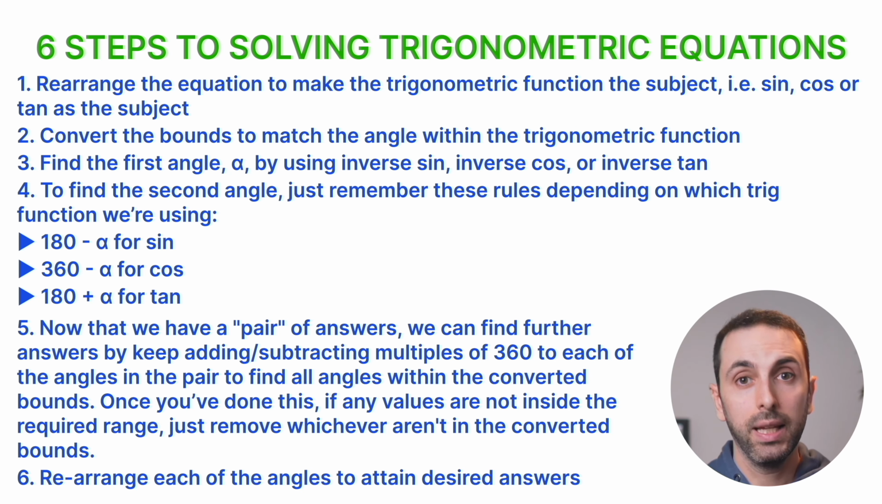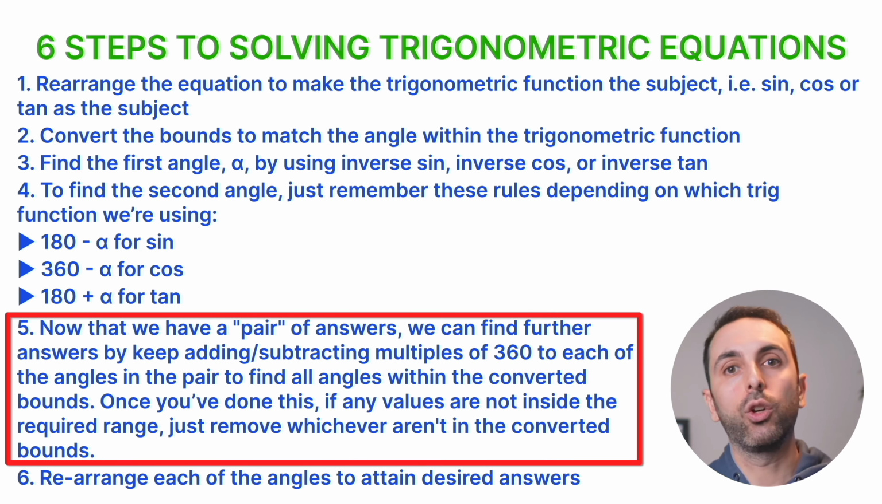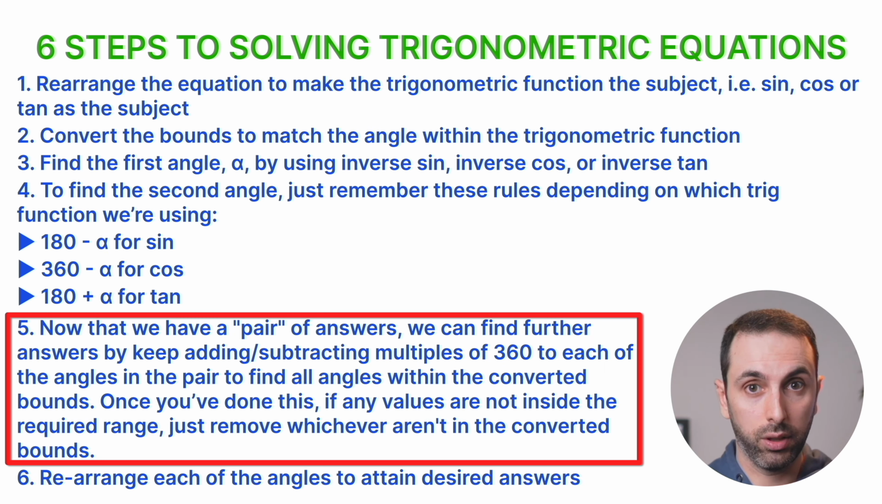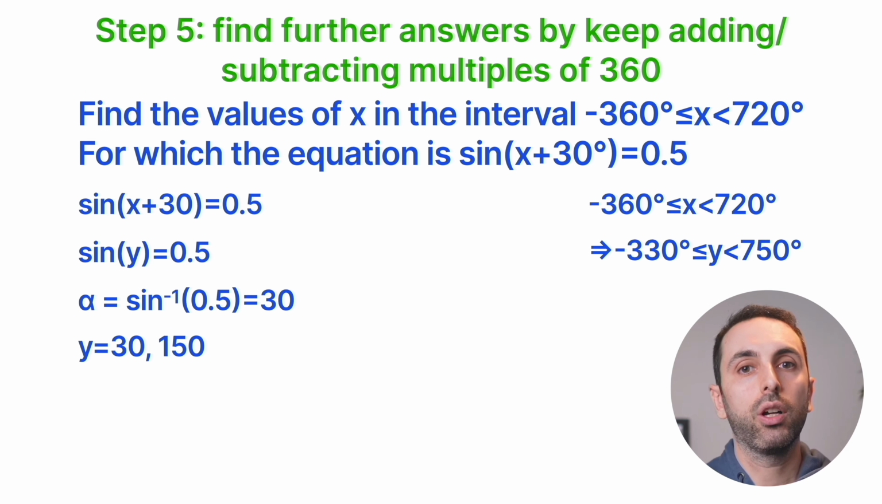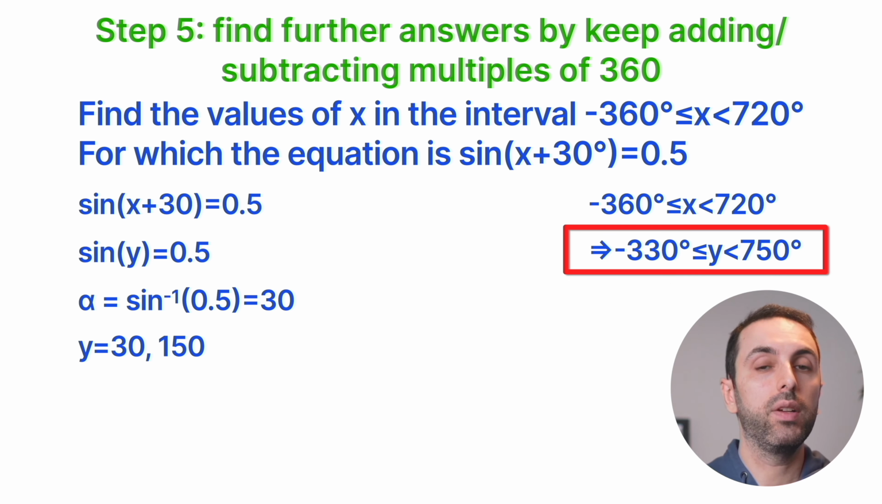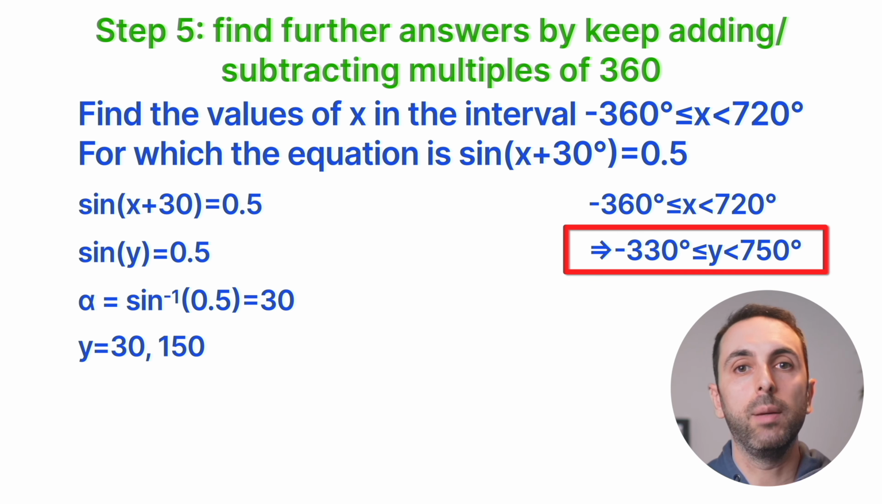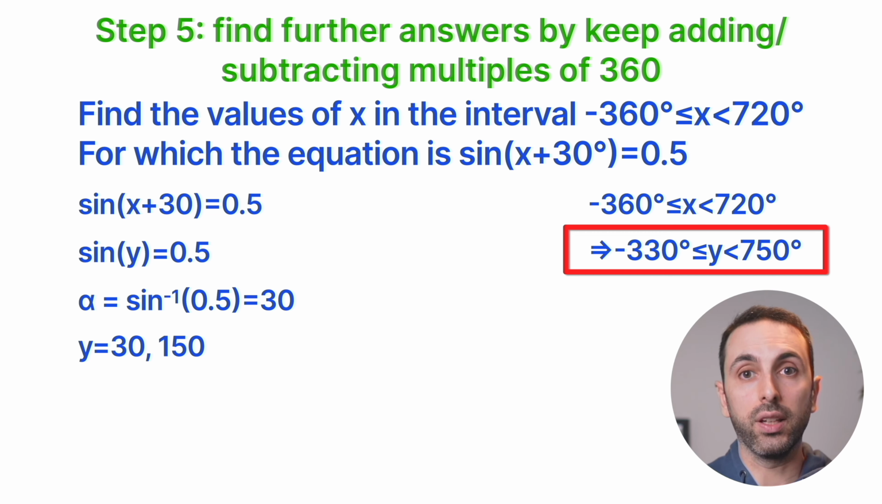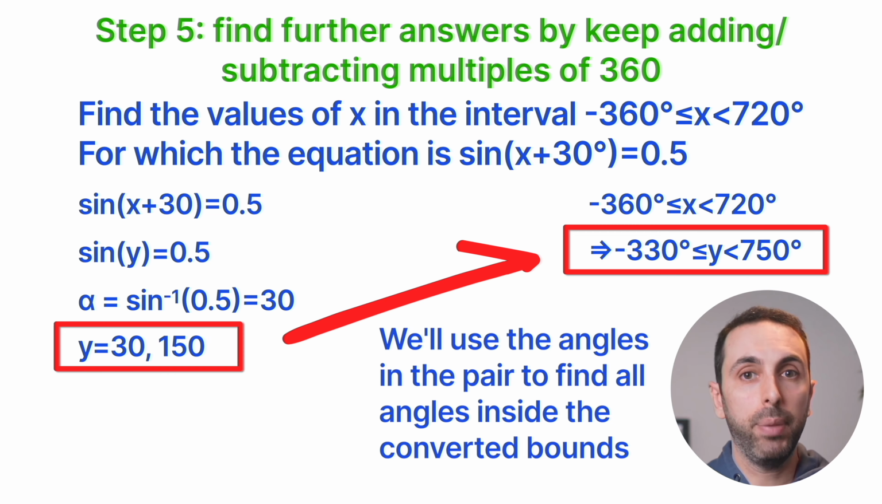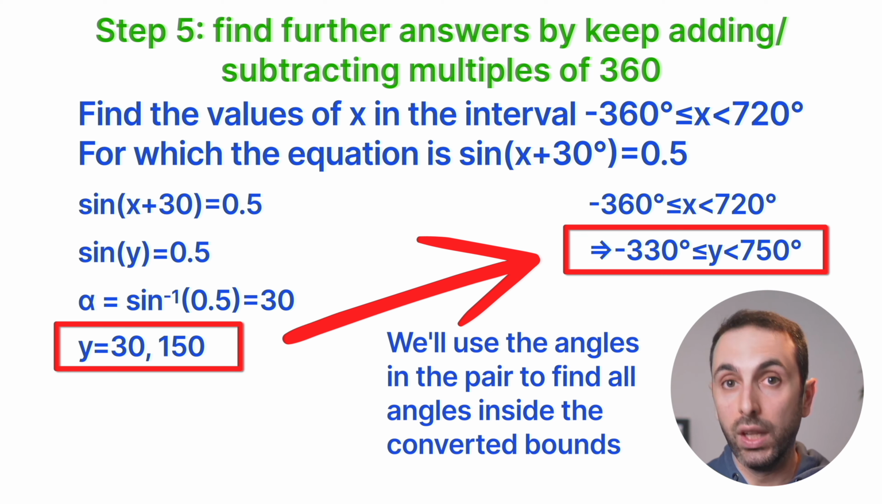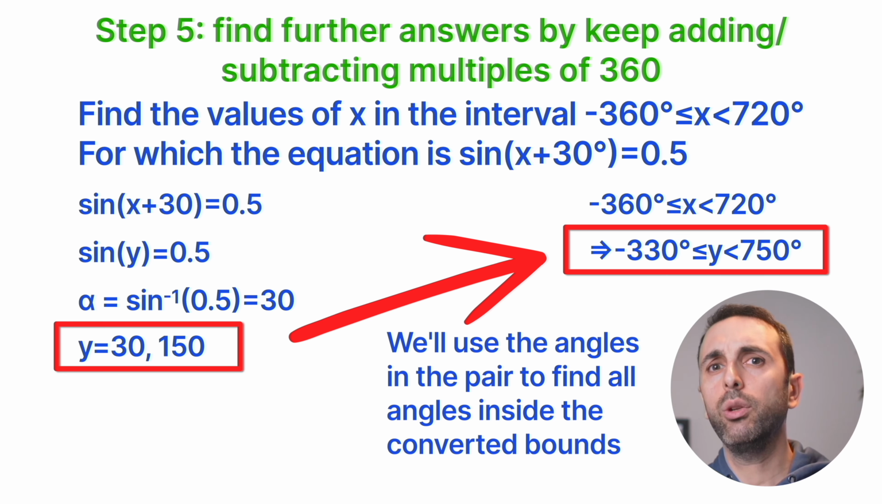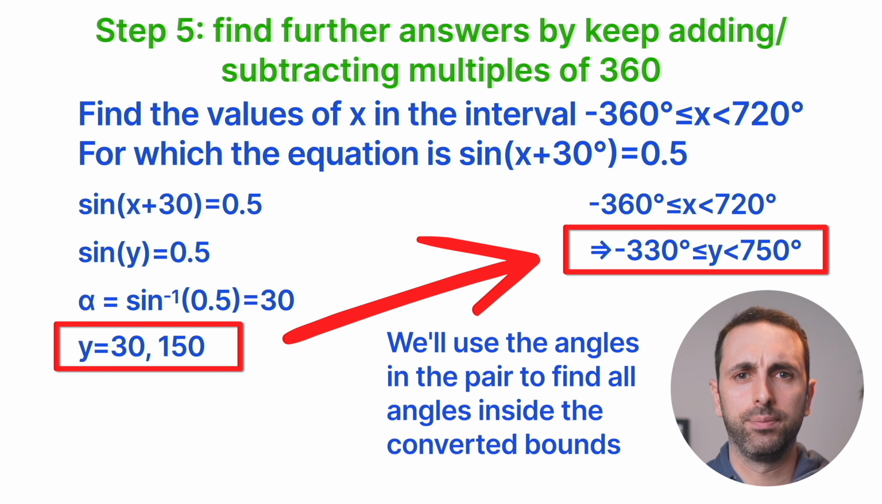Looking at the fifth step, this is now the tricky bit because we want to work out all the angles. This is where our converted bounds that we worked out previously really become useful. The step says that we need to keep adding or subtracting 360 to each of the angles in the pair to find all the angles within the converted bounds. But why do we do that, and what does this mean?